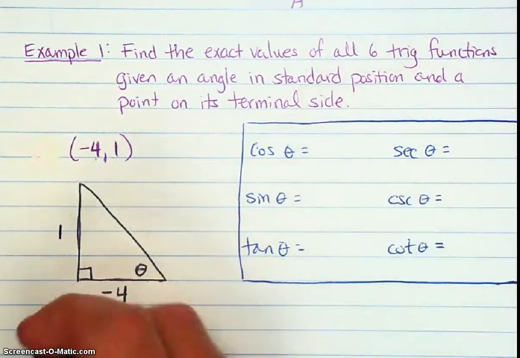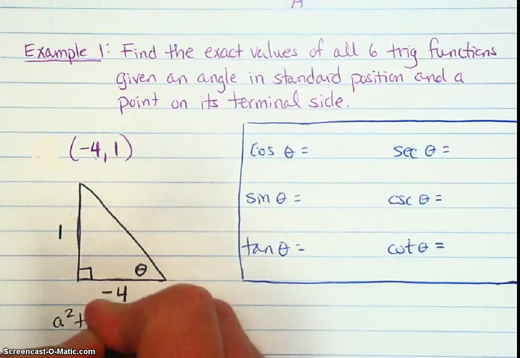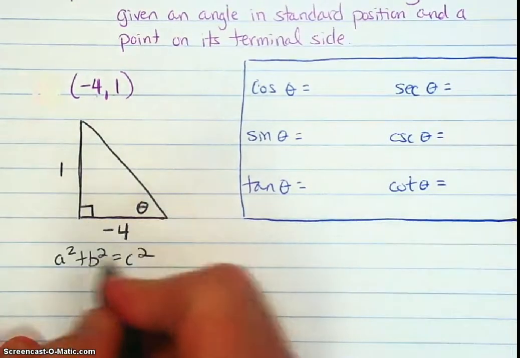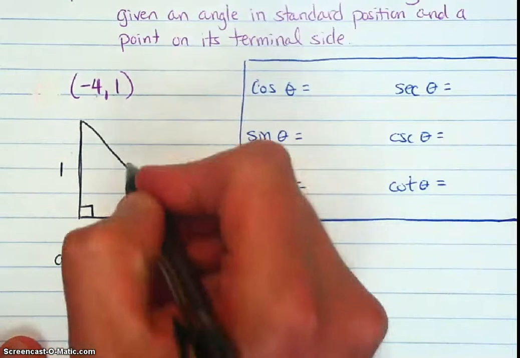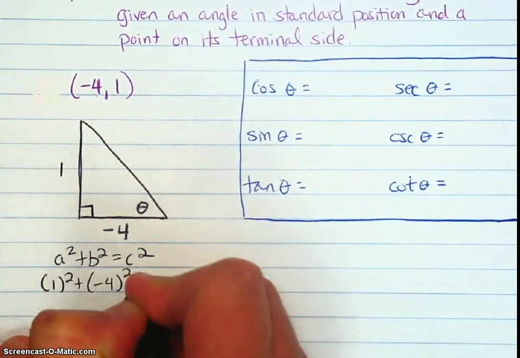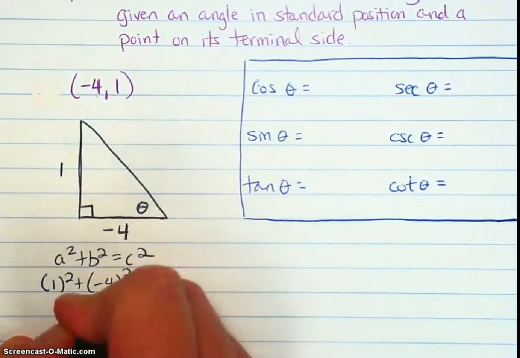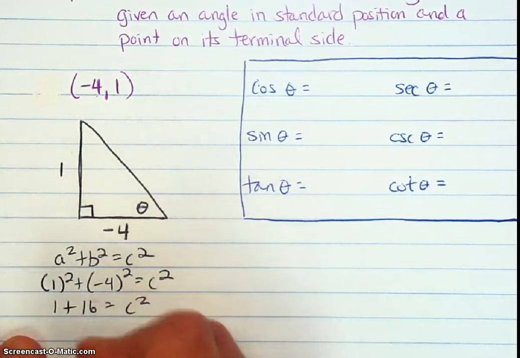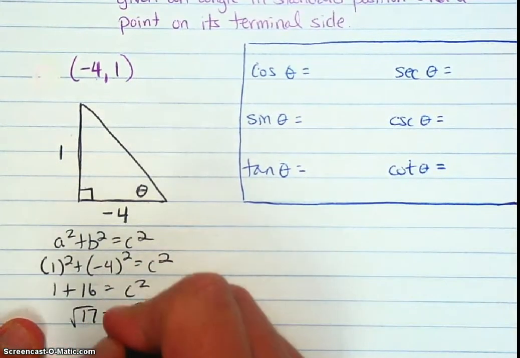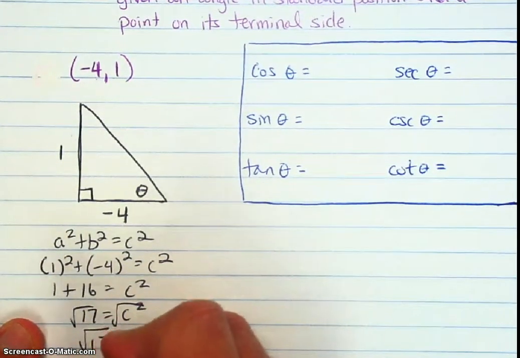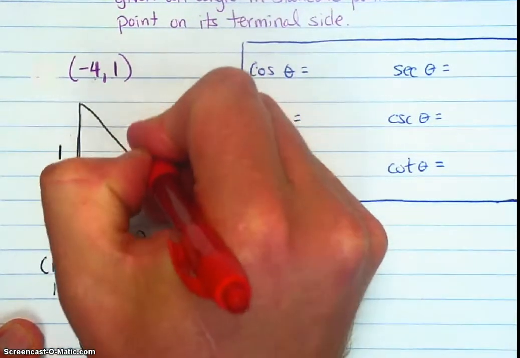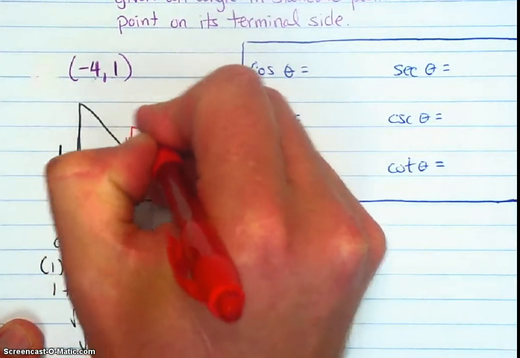So the first thing I'm going to do here is the Pythagorean theorem, a squared plus b squared equals c squared. It doesn't matter what you use for a and b. C is always the hypotenuse, so I'm just going to go 1 squared plus -4 squared equals c squared. So that's 1 plus 16. We add those to get 17 equals c squared, and then we square root both sides, and we get the square root of 17 is c. Alright, so that is my hypotenuse, radical 17.